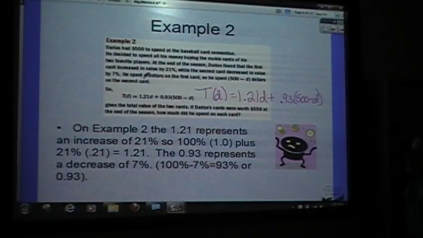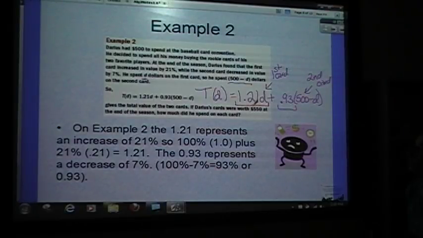Okay? First card he spent D dollars, so say it cost $400. Then how much of the second one has to cost? 500 minus 400, which is 100, because they had to total that 500. Okay, so that's where the D and the 500 minus D comes from. Now, where did this 1.21D that they're talking about and this 0.93? It says T of D equals 1.21D plus 0.93 times 500 minus D. Well, definitely this is talking about the first card, and this one's talking about the second card.